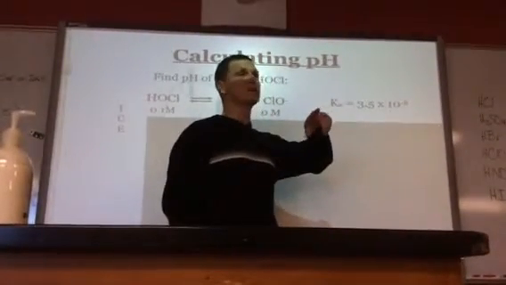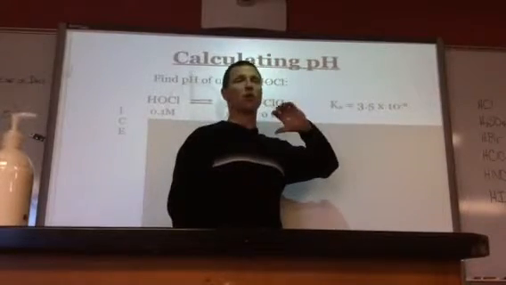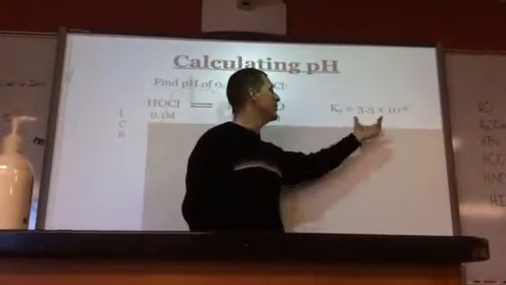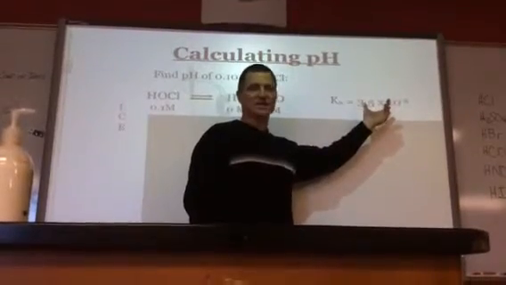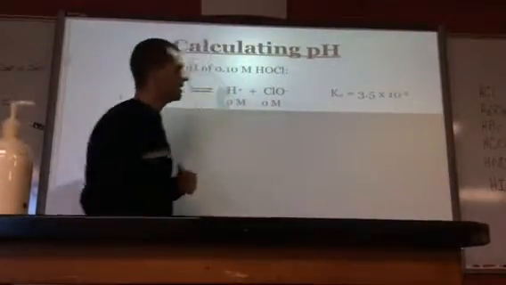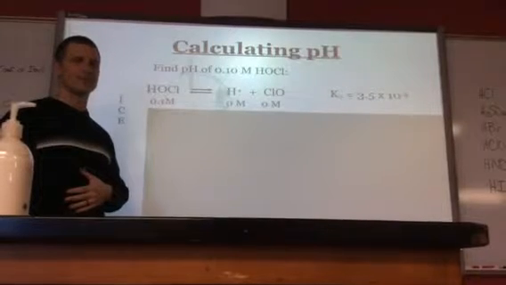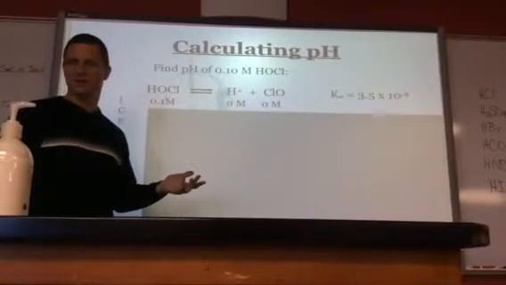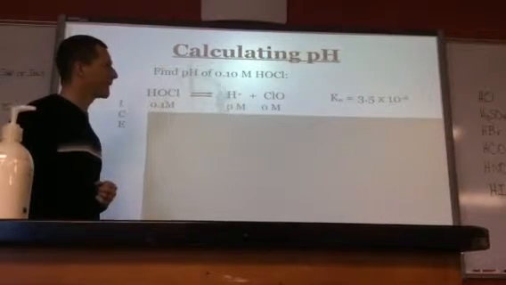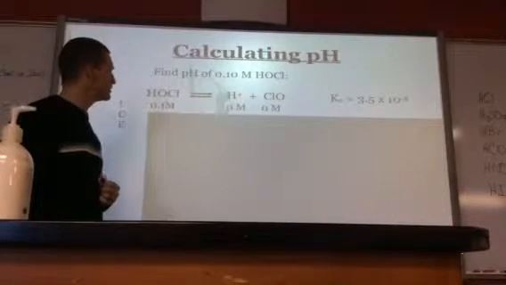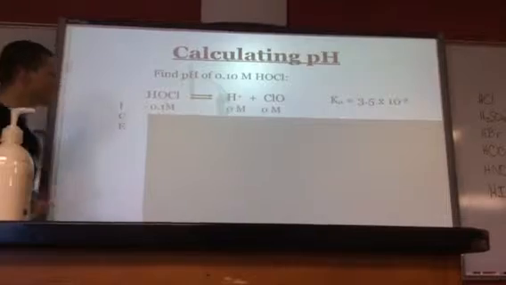I told you in the last chapter too, this chapter we're going to use the 5% rule all the time because we're dealing with things that do not go very far to the right and then they stop. Like in this case, Ka is 10 to the negative 8th power. That's a very weak acid. So we make up an ICE table.